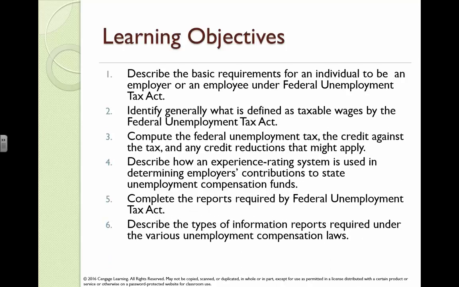So Chapter 5, we're going to be working on unemployment comp. We're going to be looking at the Federal Unemployment Tax Act, which you might remember from the first couple weeks of school. Number 2 and 3, we're going to figure out what are taxable wages. How do we figure out the amount of the tax? And there's also this kind of weird thing with FUTA where you've got this credit that goes against the tax, and we're going to have to kind of learn about that.